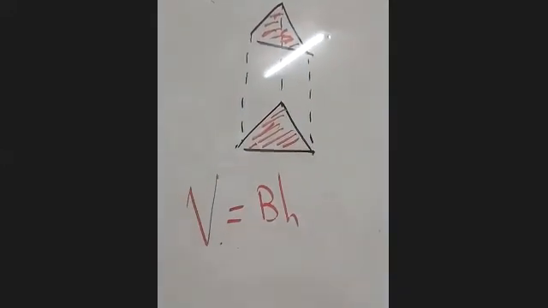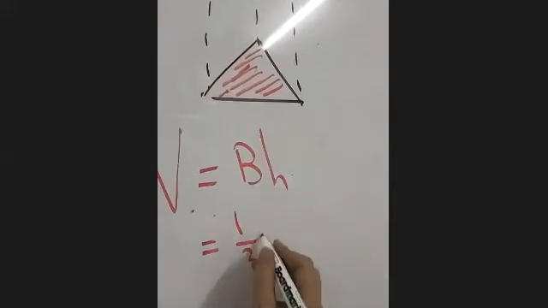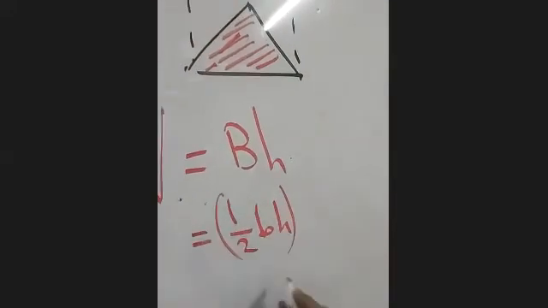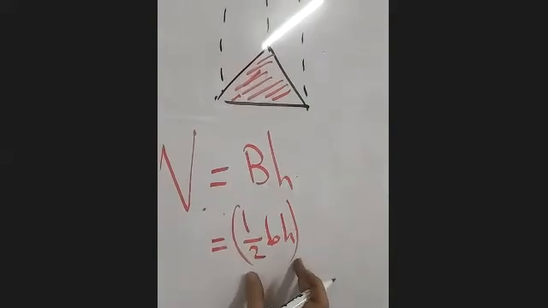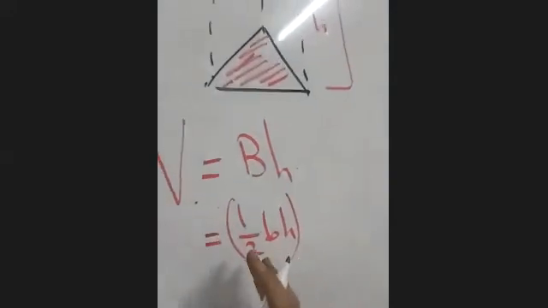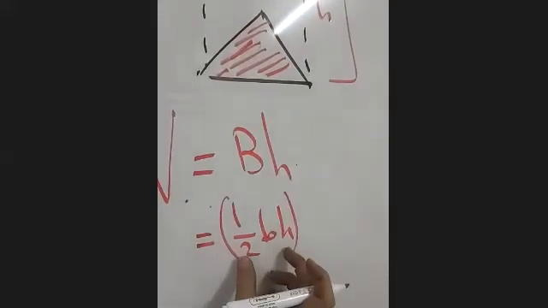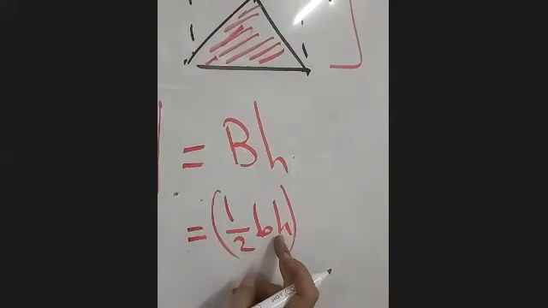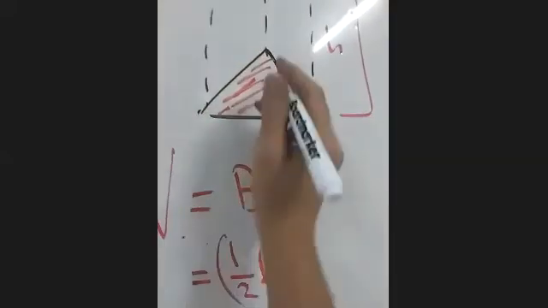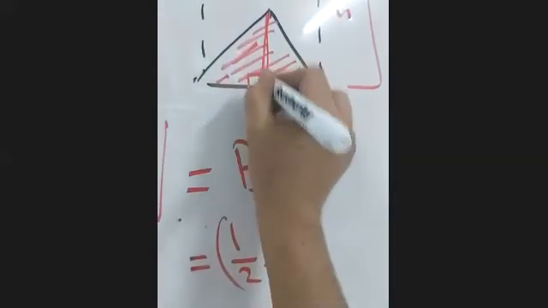Triangles. What's the area of the triangle? Half BH, remember? Half BH, the area of the triangle. Multiply it by the whole height of the prism. So V for the triangular prism equals half BH, and this H here is the height of the triangle. The height of the triangle, guys.